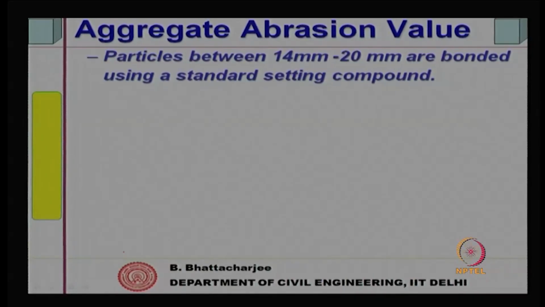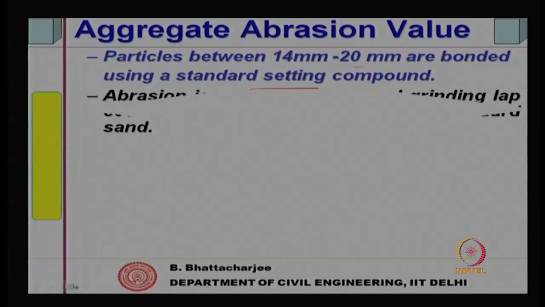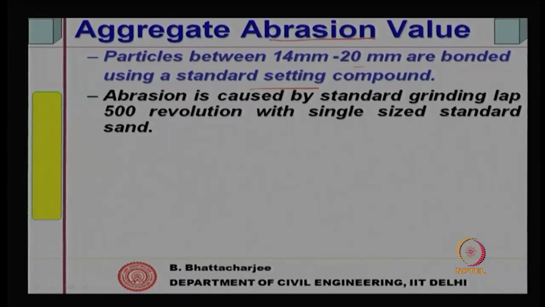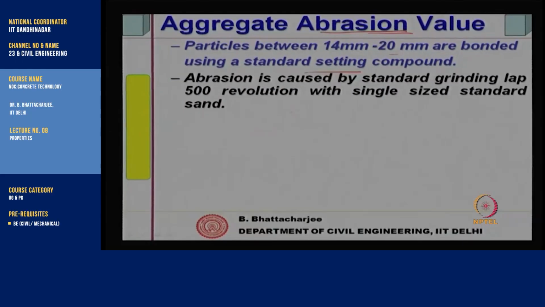Aggregate abrasion value: particles between 14 mm and 20 mm are bonded using standard setting compound. So, you want to find out the abrasion value, quite useful in case of pavement and flooring, where you expect a lot of abrasion will be there.